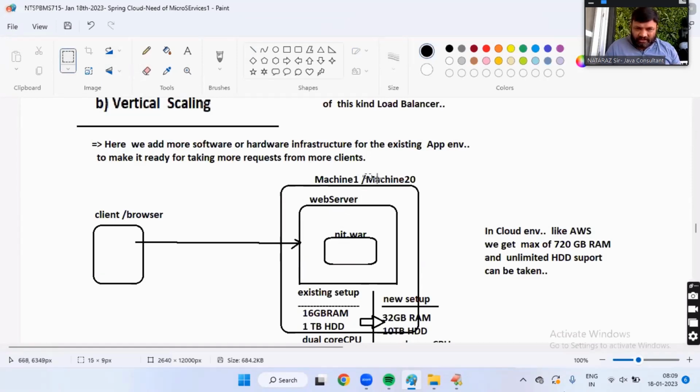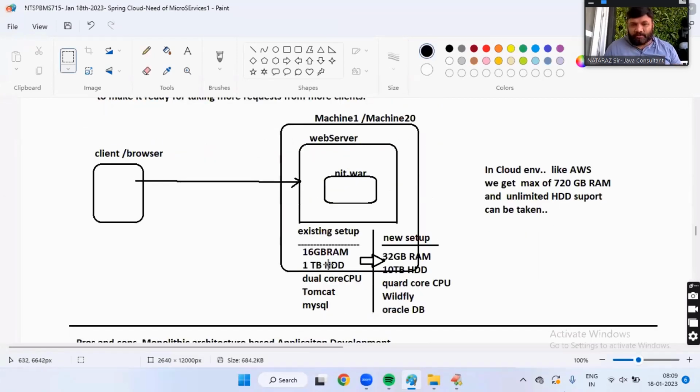Why 2 machines? Let's take 1 machine. One minute, I'll tell. Web server NIT. What is the existing setup? 16 GB RAM, 1 TB hard disk, dual core CPU, Tomcat, MySQL. New setup: 32 GB RAM, 10 TB hard disk, quad core CPU. Dual core means two CPUs are there. Quad core means 4 CPUs are there.